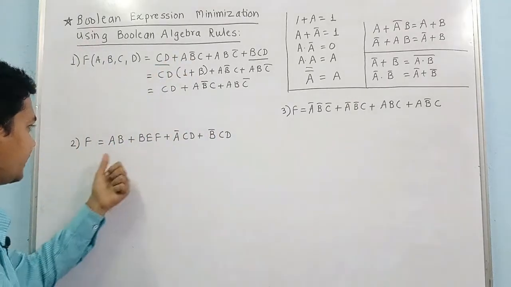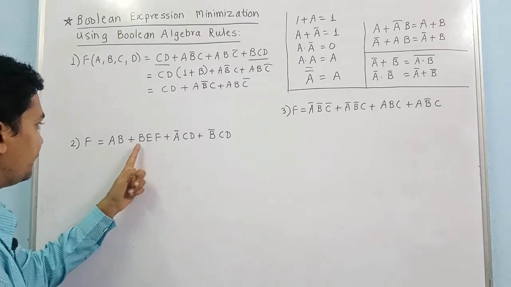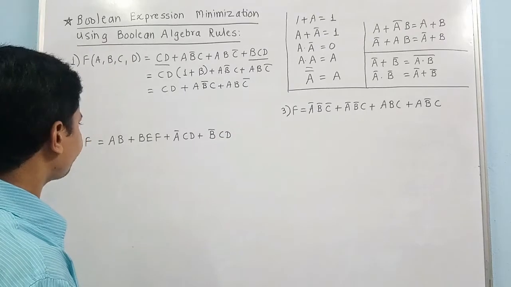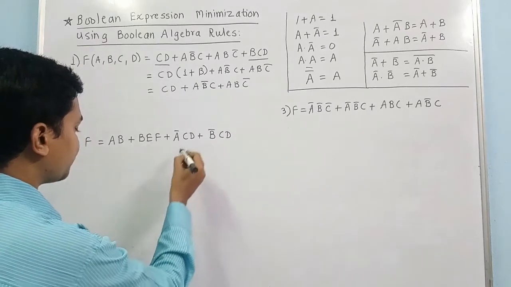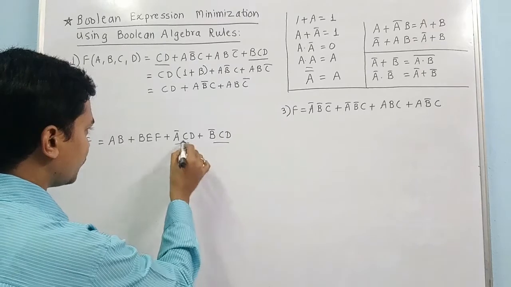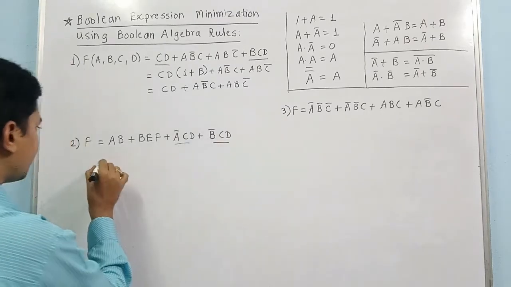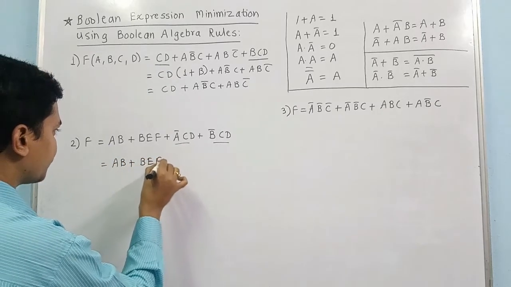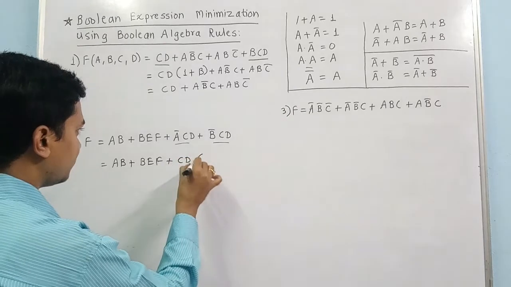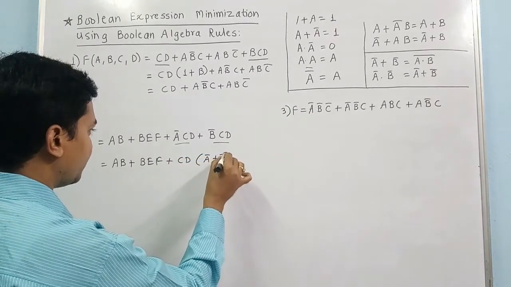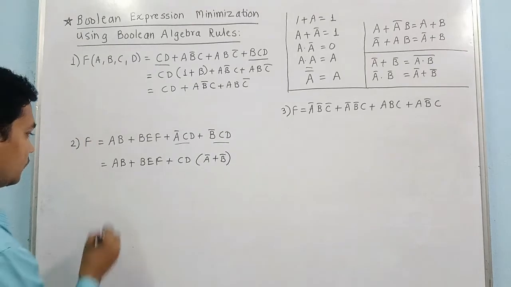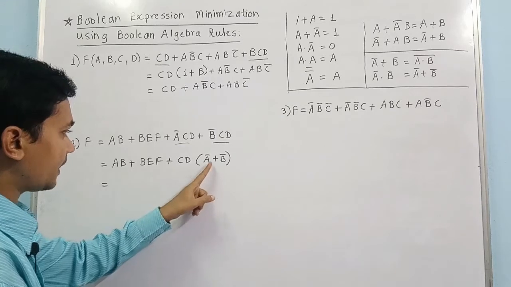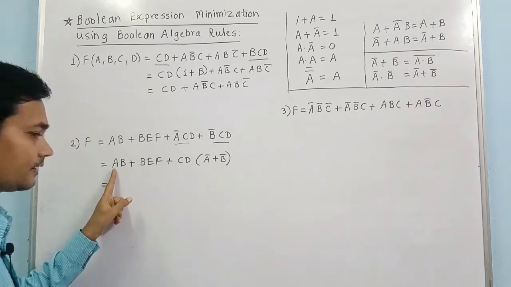Now let us come to the next expression, that is AB plus BEF plus A bar CD plus B bar CD. How can we reduce it? Just focus on the third and fourth terms. Here also CD is common, so let us take it common: BEF plus CD, A bar plus B bar, common. Now what is the next step? Here we have A bar plus B bar, and the first term is AB.